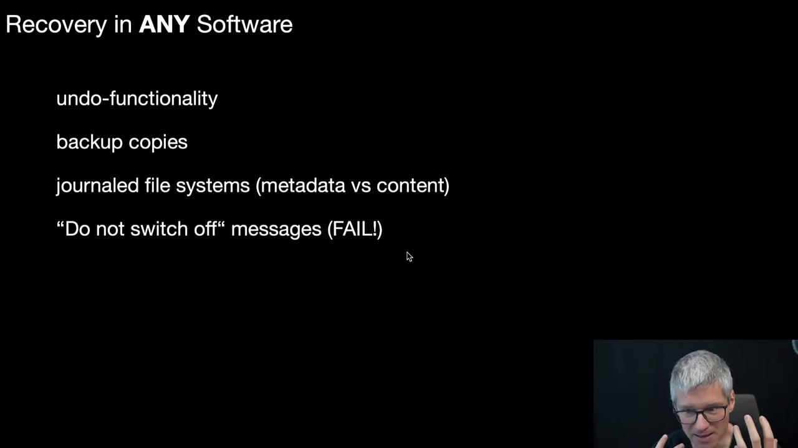And that allows you to more easily understand what the state of your file system is in that case and how to get back to a consistent state.